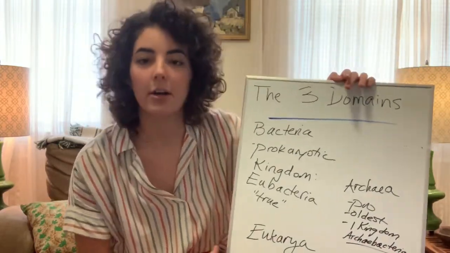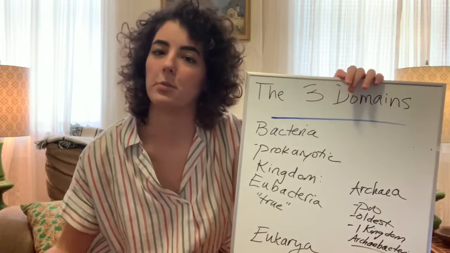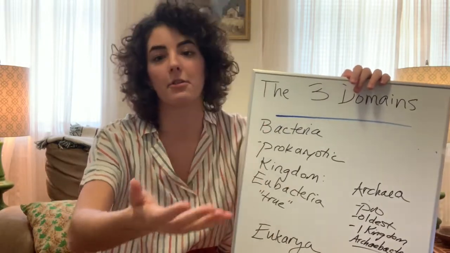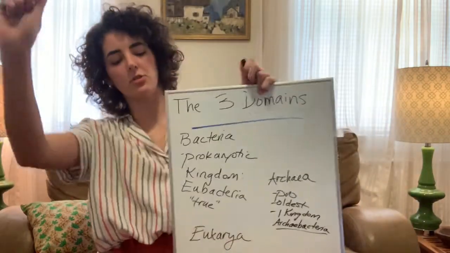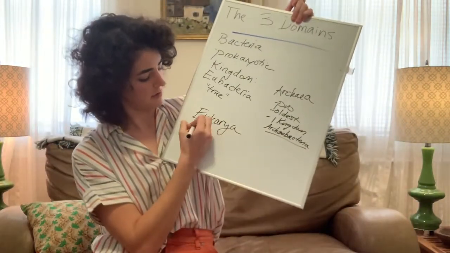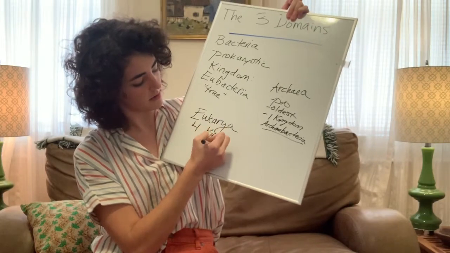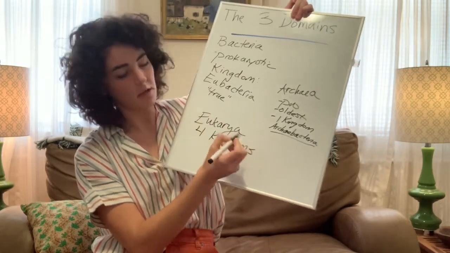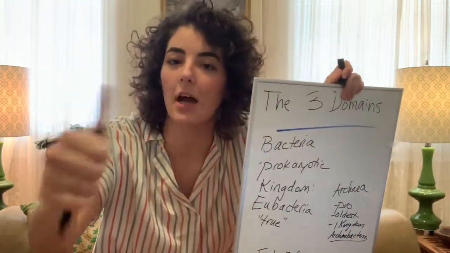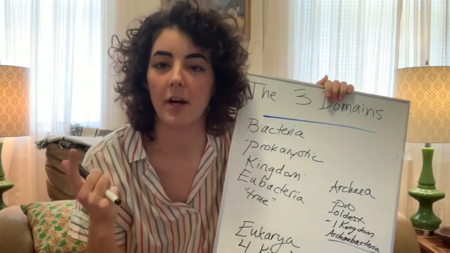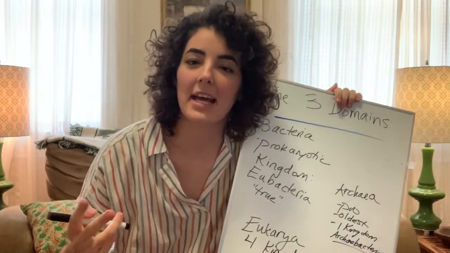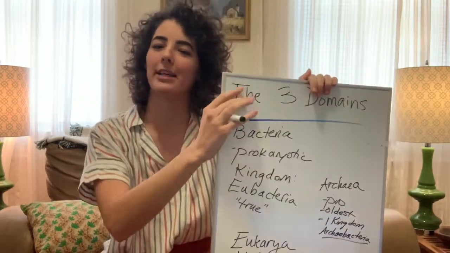So, domain eukarya is what we belong to. It's what plants belong to, what mushrooms belong to, and other fungi, and what protists belong to. So, the domain eukarya has 4 kingdoms. Kingdom protista of the protists, kingdom fungi of the fungi, kingdom plantae of the plants, and kingdom animalia of the animals.